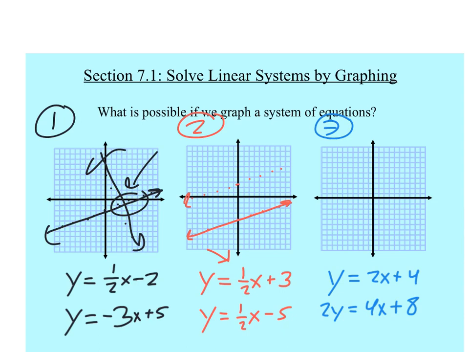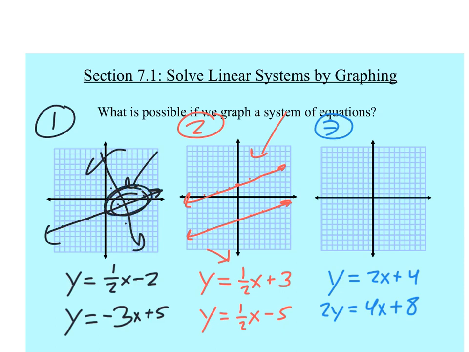When lines are parallel, remember for a system, we're looking for where the lines intersect. Well, if the lines never intersect, this is our no solution case. So in this case, there are no answers because I don't have an intersection like in the first one.